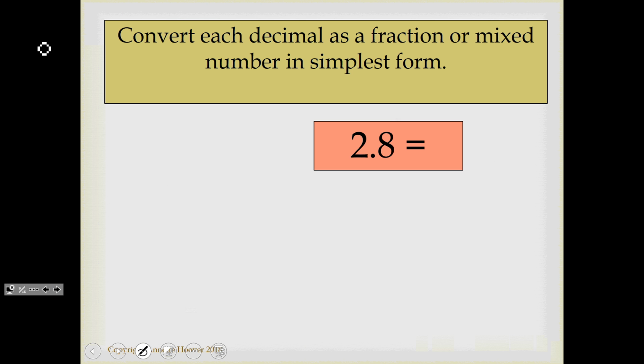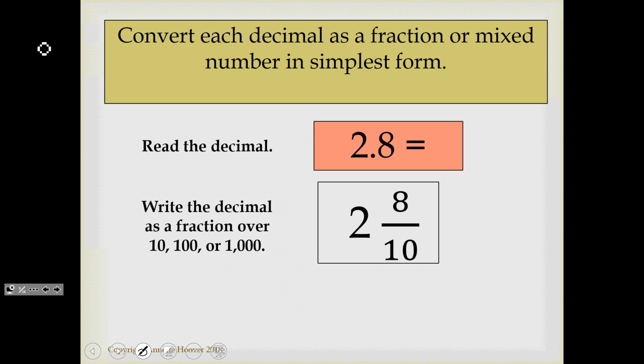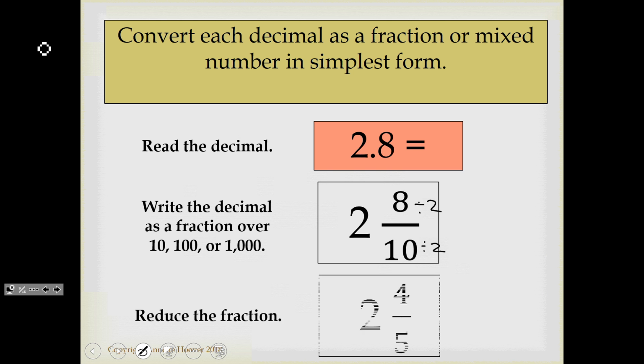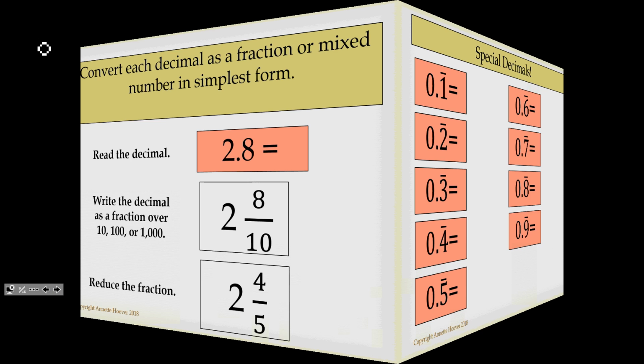Here's one that reads 2 and 8 tenths. So we can write that as a mixed number, 2 and 8 tenths. Both the 8 and the 10 are divisible by 2. So when we simplify it, it becomes 2 and 4 fifths.